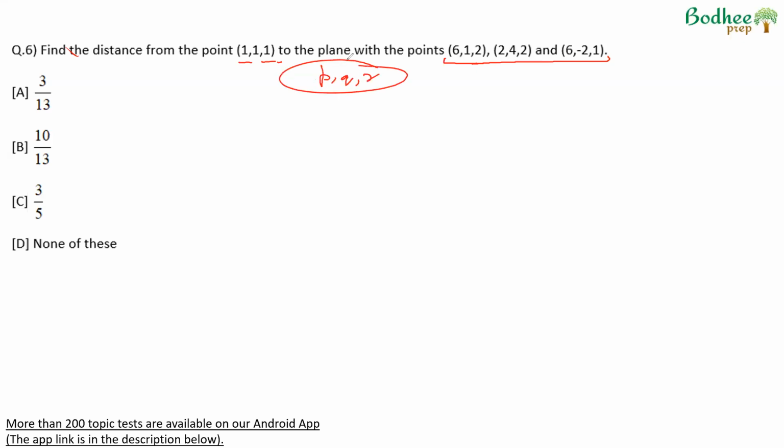The equation of a plane passing through p, q, r in general is given by a, which is a constant which we have to find out, into x minus p, plus b into y minus q, plus c into z minus r is equal to 0. Here, p, q, r can be 6, 1, 2 or 2, 4, 2 or 6, -2, 1. So one by one, we write the three equations.